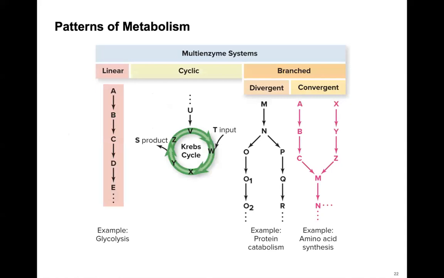So here you can see you can have a straight up linear pathway, you can have a cyclical pathway, then you can also have branched pathways where they either diverge or they converge. For example, here you might have two amino acids that have different starting points, but ultimately end up with the same endpoint.